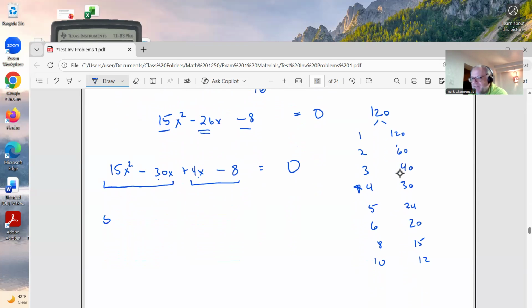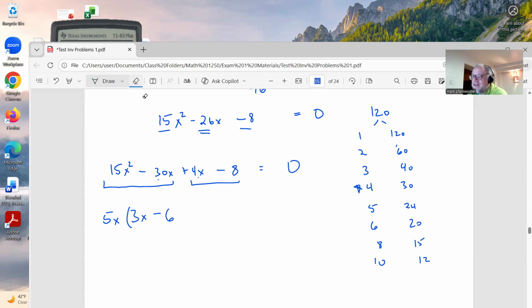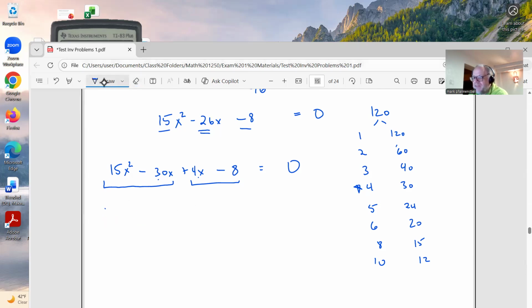We're going to pull a 5x out of the first one, and then we have a 3x minus 6. Well, actually, let's pull 15. So I'm looking at this, and I'm like, wow, 3 and 6 are the same thing. They're both divisible by 3, I should say. So let's go ahead. We'll pull the 15x out of here. What do we have left? We have x minus 2. Okay, and then here we'll say plus a 4. If I pull a 4 out of here, we have x minus 2 equals 0.